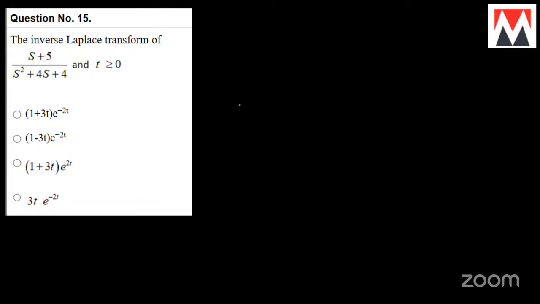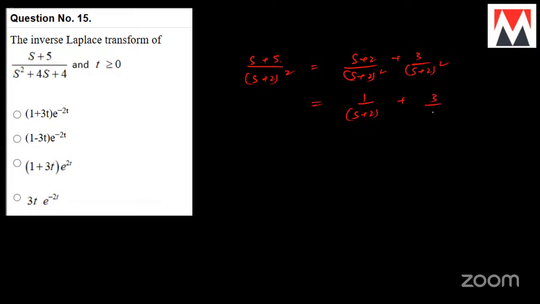So we'll solve this question. First, directly solving the Laplace, see whether you can convert this into simpler fractions or not. You can write this as (s+5)/(s+2)². So you can write this as (s+2+3)/(s+2)². So you get 1/(s+2) plus 3/(s+2)². You need the Laplace inverse for this.